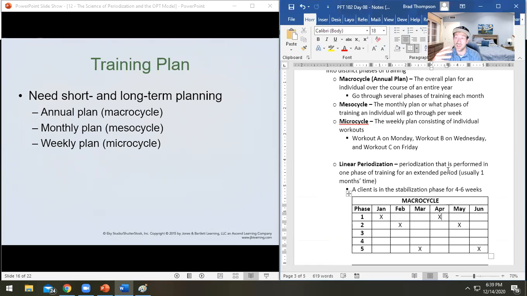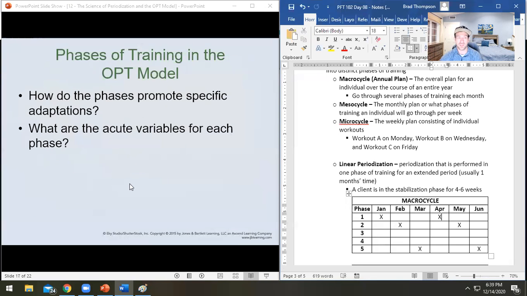A mesocycle is a month of training, right? So it's like, are you going to be in this specific phase of training this month, and how are you going to break that down? And then a microcycle is a weekly plan for what your week is going to look like. Are you doing workout A, workout B, workout C, A, B, C, D, A, B, A, B, A, B? Are you doing A, B, C, D, E? Like what does your week look like?